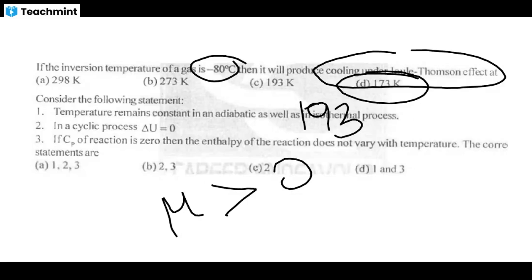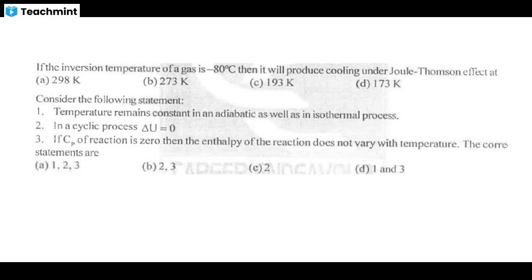Then consider the following statements. Temperature remains constant in an adiabatic as well as isothermal process. So it is wrong. Temperature is constant only in an isothermal process, not in an adiabatic process. Isothermal is correct, but adiabatic is wrong. In a cyclic process, delta U equals zero, because delta U is a state function.